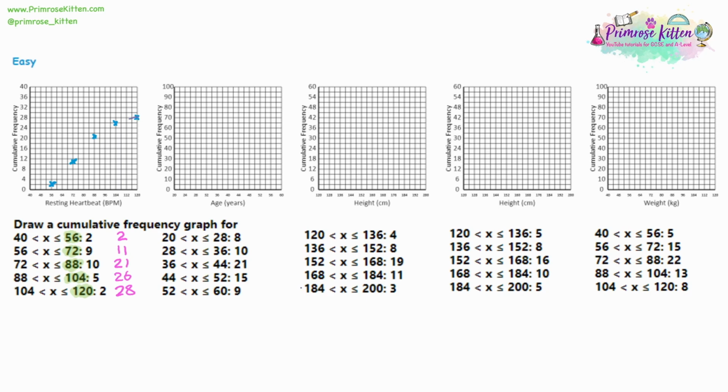Now this takes a bit of practice and it has to be done freehand. There isn't really another method to do this. And after your first go, if it's not quite curved, then what you can do is just rub it out and have another go. Nothing wrong with that. So there we've got our cumulative frequency curve.